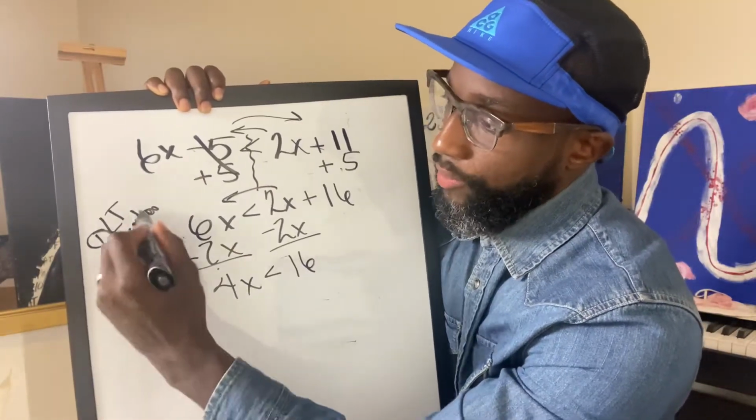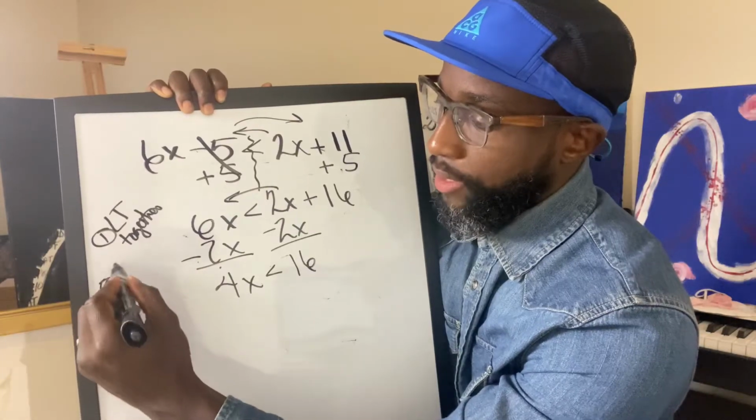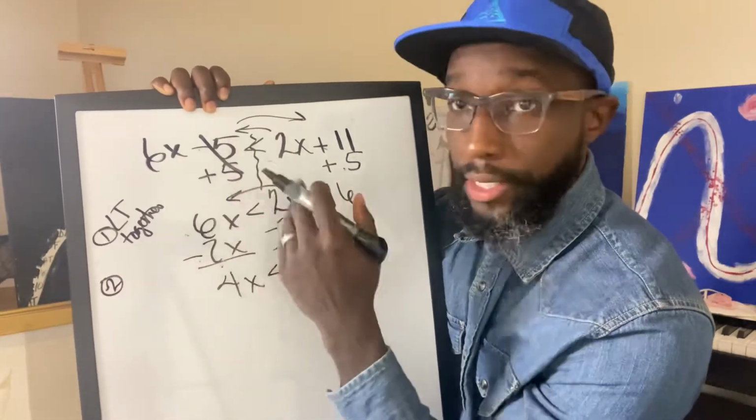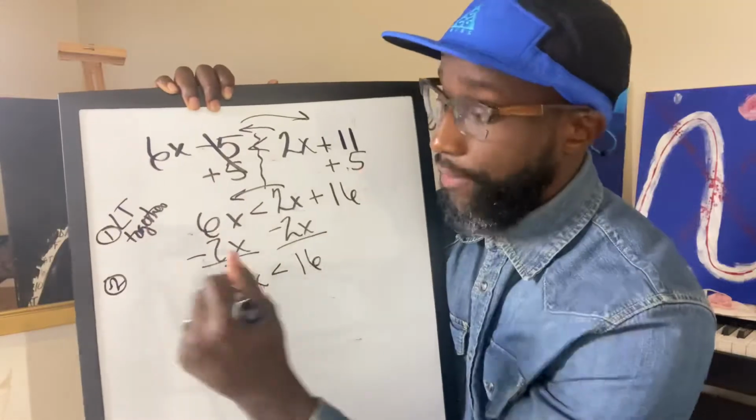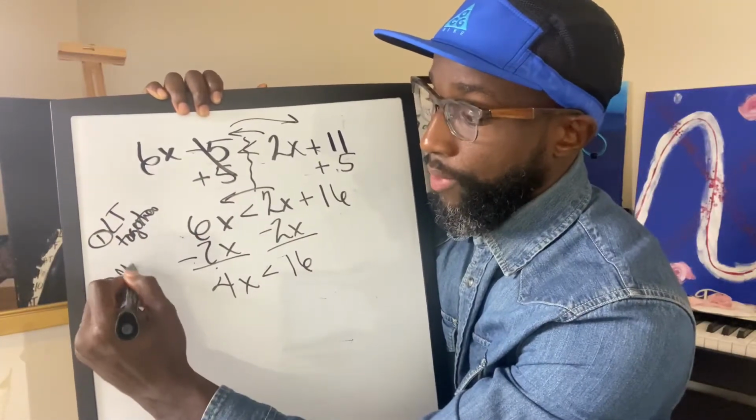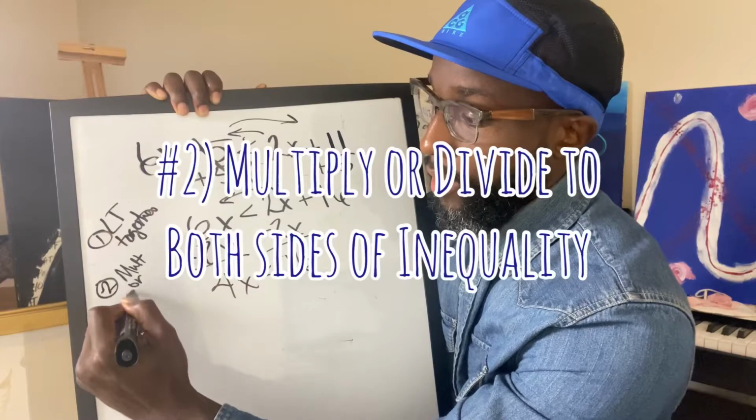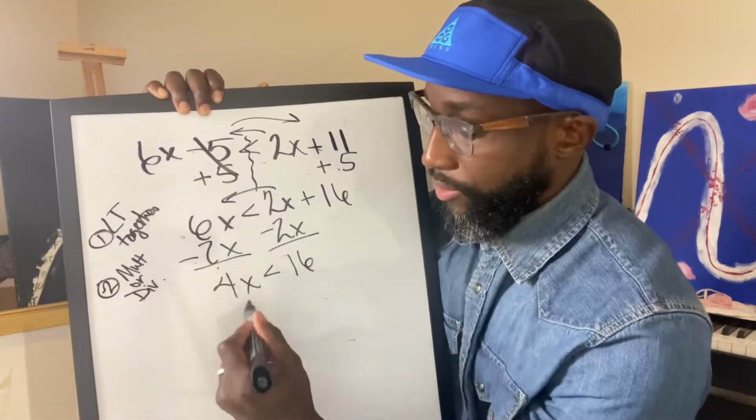So you move the like terms together. All of this was step 1. You can do both of these at one time. The next step is to multiply or divide both sides of the inequality.